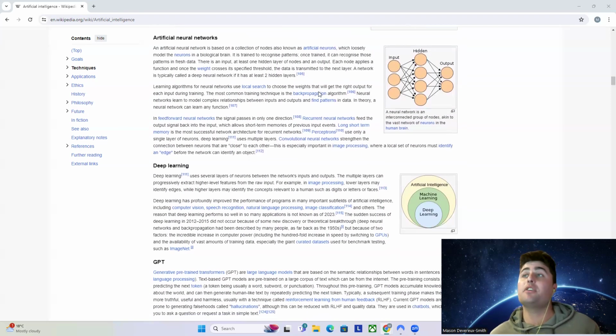So, artificial neural networks. An artificial neural network is based on a collection of nodes, also known as artificial neurons, which loosely model the neurons in the biological brain. It is trained to recognize patterns. Once trained, it can recognize those patterns in fresh data. There is an input, at least one hidden layer of nodes, and an output. Each node applies a function, and once the weight crosses its specified threshold, the data is transmitted to the next layer. A network is typically called a deep neural network if it has at least two hidden layers.